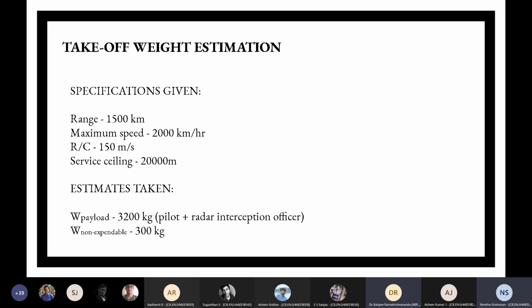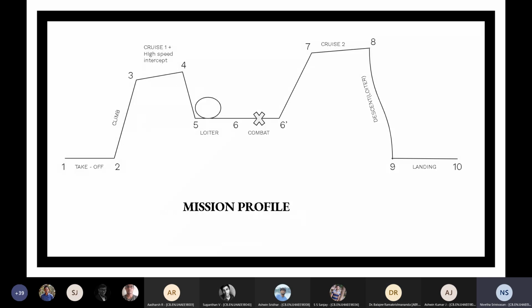And the non-expendable payload has 2 crew members as well as 1 gun. This is the mission profile that we have designed for this interceptor. Initially, takeoff and climb are all similar, and cruise and high-speed intercept we have in segments 3 to 4, after which we have a loiter before combat.